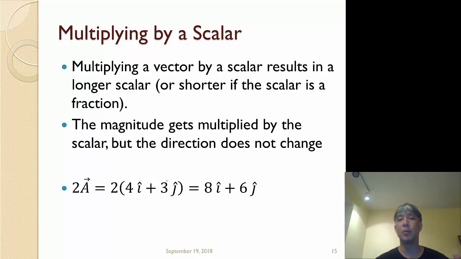The last function we're going to do is what happens when I multiply it just by a number, multiplying it by a scalar. Multiplying it by a scalar just results in a longer vector. It doesn't change my direction. If I look at the angle for 4i hat plus 3j hat, it's the same as 8i hat plus 6j hat. I don't change the direction when I multiply by a scalar, but it does get longer as long as it's not a small fraction. If it is, then it gets shorter. So the magnitude just gets multiplied by the scalar, direction does not change.